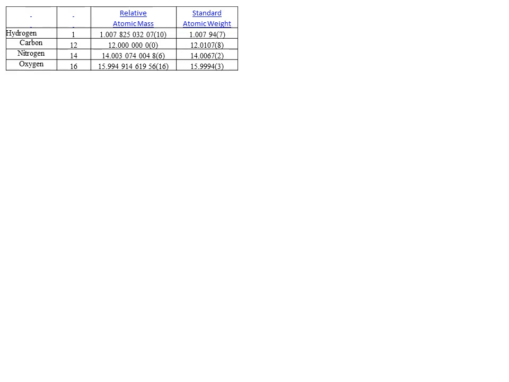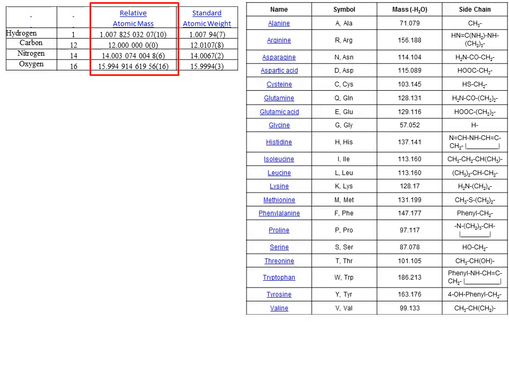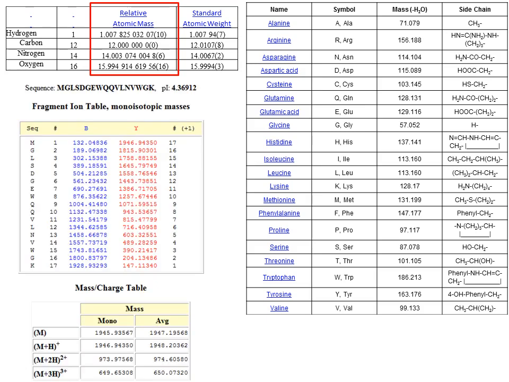Because we know the masses of carbon, hydrogen, nitrogen, oxygen, and sulfur, the elemental components of the majority of amino acids, we can calculate the mass of each amino acid. Once we know the masses of the amino acids, we can calculate the mass of peptides by adding together the masses of the amino acids in their sequence. We can also calculate the mass of fragments that would be generated from the peptide by adding up the amino acid masses in the fragment.